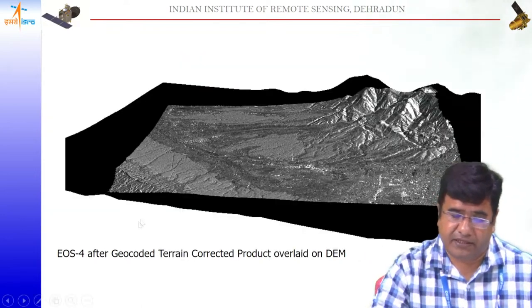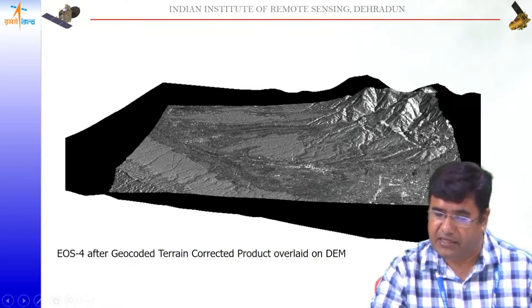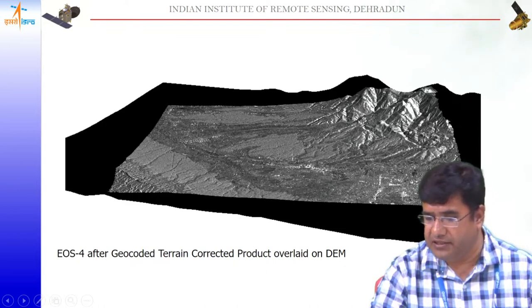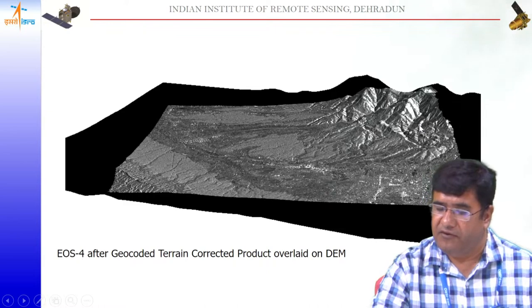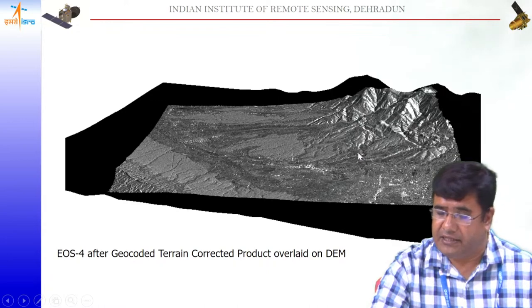Here you can see the EOS product after draping the image on the DEM. This is a 3D visualization. What we have done is the terrain correction, and then we overlaid it on the DEM. You can see all the foreshortening and layover is spread over the hills. Why is it happening? Because we are using the terrain correction, we are putting these pixels to particular positions, so you can see the proper mountain shapes coming.